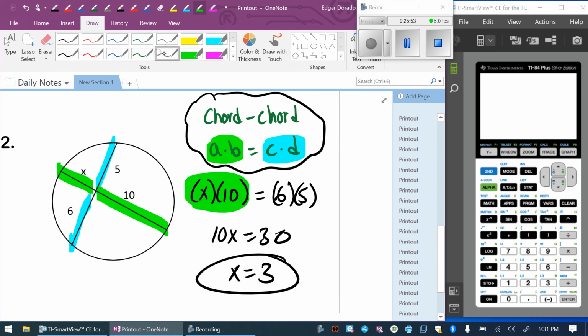Now there's a second chord, this chord right there, that's 6 and 5. So 6 times 5, C times D. Exactly what I showed you guys here, guys.